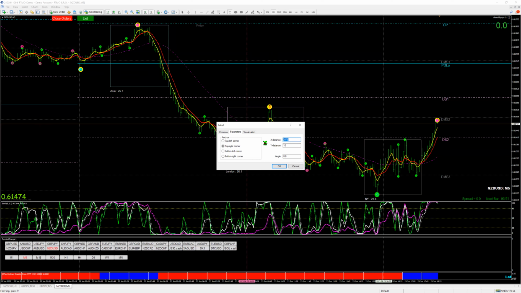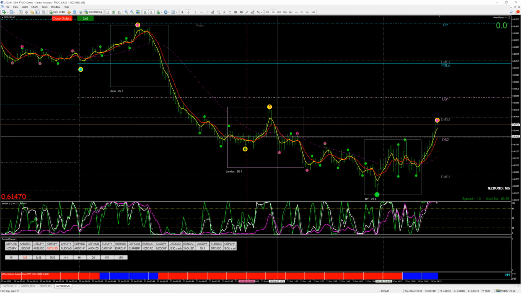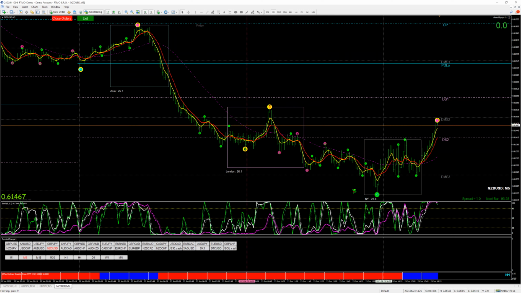Let's put it in there. And you can see the H1 has crossed over to the downside, and all we're doing is matching that with a stochastic trigger. And we could have stayed in it for 23 pips. This is a New Zealand dollar.